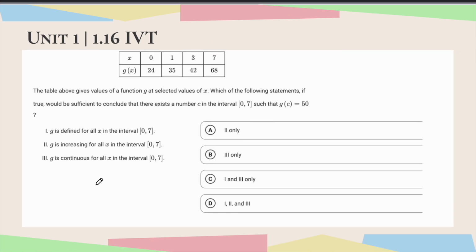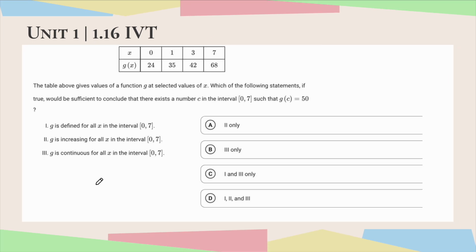Okay, moving on to the second question. This one states the table above gives values of a function g at selected values of x. Which of the following statements, if true, would be sufficient to conclude that there exists a number c in the interval 0 to 7 such that g of c equals 50? Okay, so again, we have this table of values up here. We are talking about the interval from 0 to 7, which is given there. And we want to know how we could conclude that there is an output value of 50.